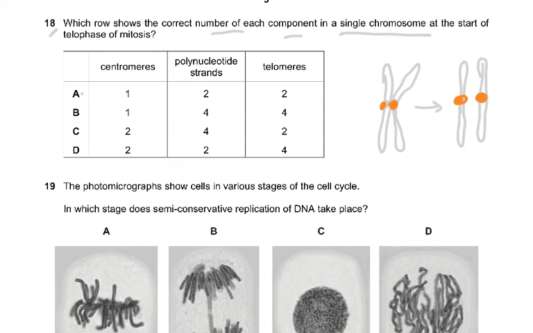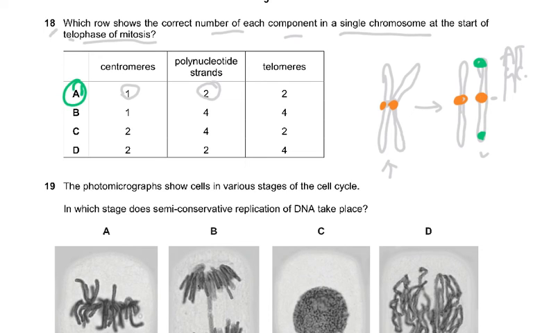Now coming to question number 18, which row shows the correct number of each component in a single chromosome at the start of telophase of mitosis? Here, when it was joined up, in mitosis they will now be separated. So in each option, we have only one centromere. Polynucleotide strands will of course be two, like A, T, G, C. And telomeres, there will be two: one telomere here and one telomere here. So that is why the answer was A.